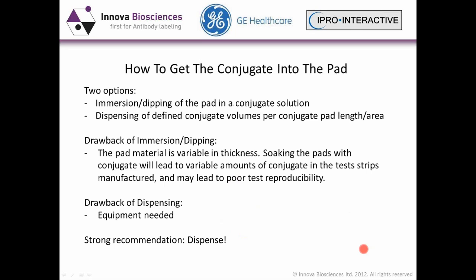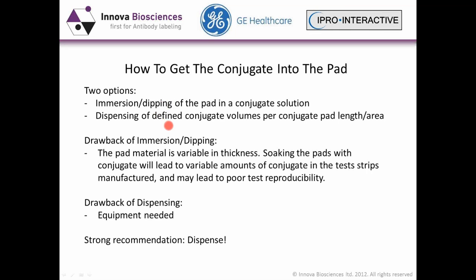A good question always is, how do I get my conjugate into the pad? Basically, there's two options. One is an immersion approach. That means you take the pad, put it into a tray with the conjugate solution, soak the pad with the conjugate solution, and convert it to smaller strips. The second option is dispensing of defined conjugate volumes per conjugate pad length or area.